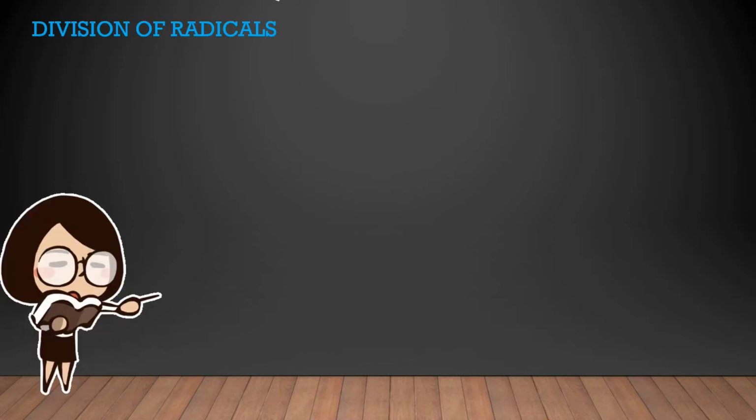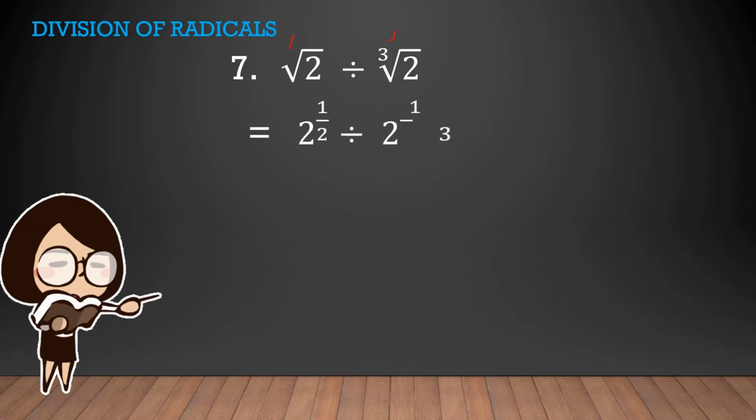Okay, we are now in example number 7. Square root of 2 divided by cube root of 2. You will see that our indices are not the same. This is 2 and this is 3. If they are not the same, we use the rule of getting the same denominator. So we need to write that into rational exponent first.